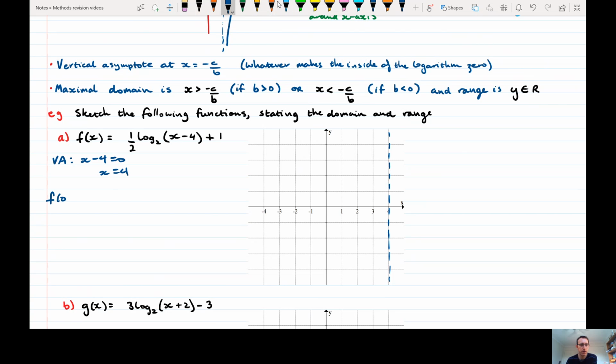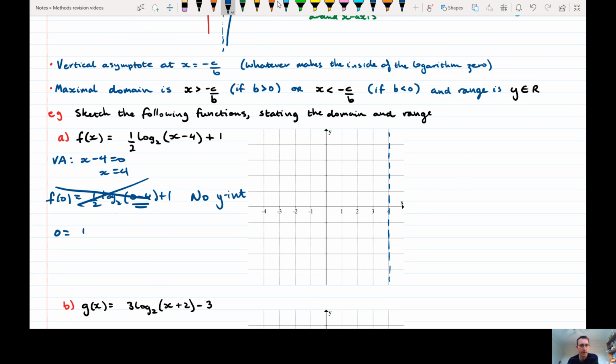f of 0 is not going to be valid because notice what happens. Log base 2 of 0 minus 4, plus 1, that is negative. You cannot have negative inside a log, so this just means there's no y-intercept in this case, because a y-intercept would be something like this, but we're actually drawing a graph that's going to go this way.